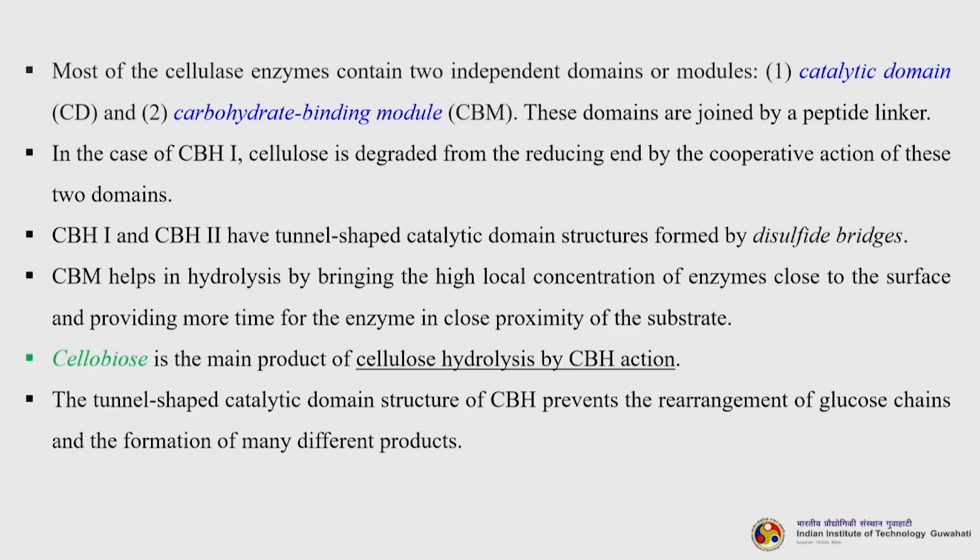CBH1 and CBH2 have tunnel shaped catalytic domain structures formed by disulfide bridges. CBM helps in hydrolysis by bringing high local concentrations of enzyme close to the surface and providing more time for the enzyme in close proximity to the substrate. Cellobiose is the main product of cellulose hydrolysis by CBH action. The tunnel shaped catalytic domain structure of CBH prevents the rearrangement of glucose chains and the formation of many different products.